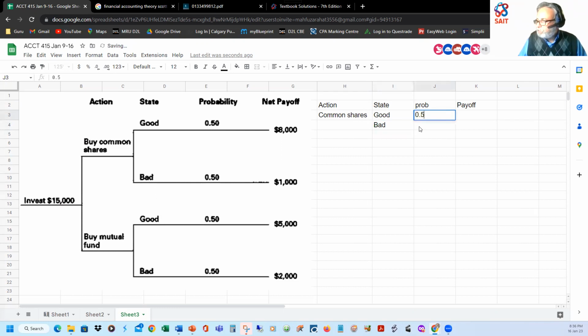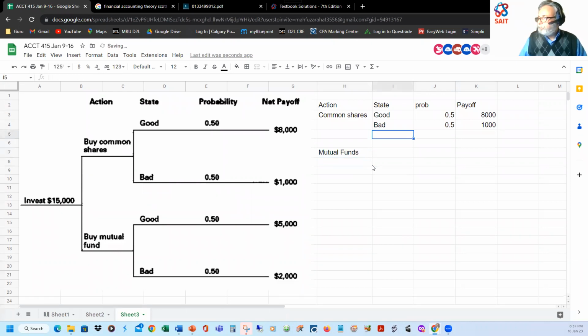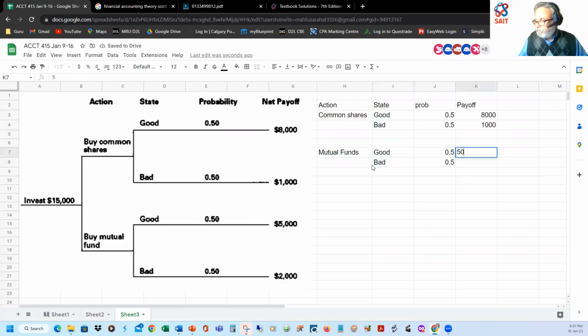The probability as far as Mr. Smart is concerned is 50-50. And the payoff, if the economy does well, Mr. Smart's payoff will be 8,000. If the economy does not do well, Mr. Smart's payoff from investing in common shares will be just $1,000. As far as mutual funds are concerned, if the economy does well, the payoff will be $5,000. If the economy does poorly, the payoff will be $2,000.